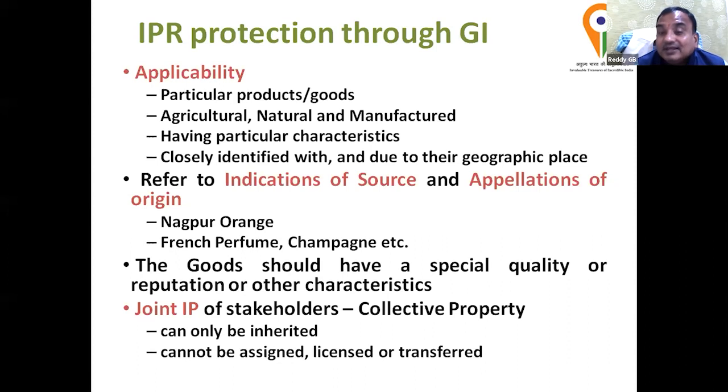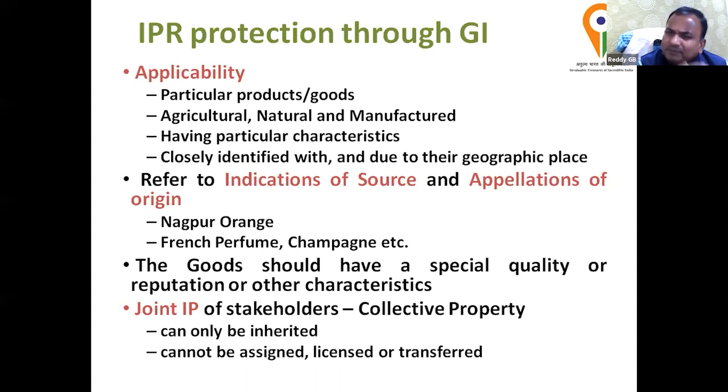Appellations of origin is one, indications of source is different. You talk about Scotch whiskey from Scotland, right? So Scotland and Scotch whiskey are inseparable. We are talking about the source from which it is produced. So Nagpur orange, for example, you need not talk about Florida orange, Nagpur orange, French perfume, champagne, and so on and so forth.